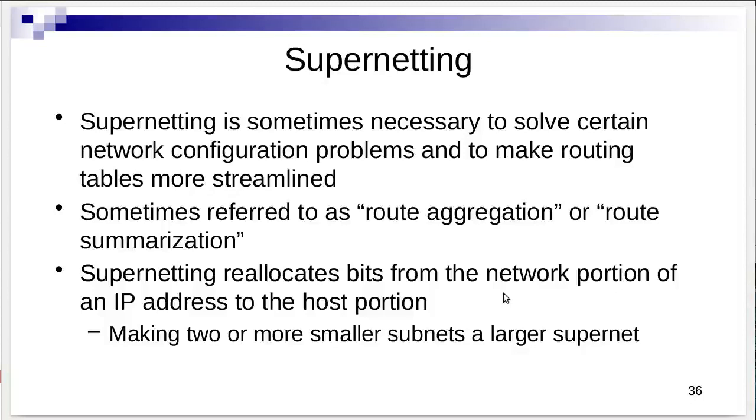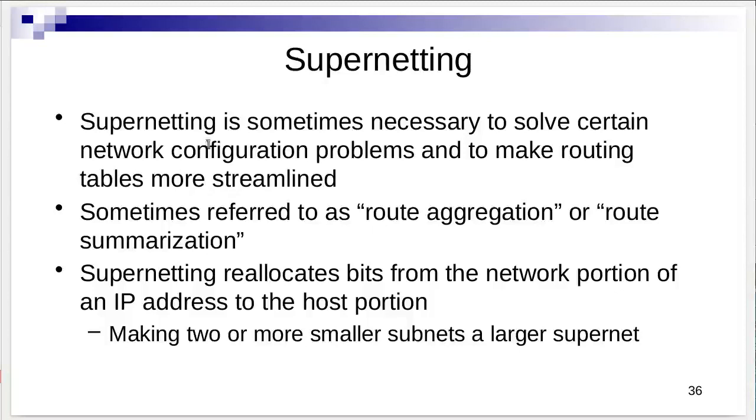Okay, so that's a quick look at subnetting. Let's also take a very brief look at supernetting, which is something that we won't really do a whole lot of. Supernetting is needed usually at the routing level. It's sometimes necessary to solve certain network configuration problems, just to make our routing tables a little bit easier to set up and easier to follow. This is also referred to as route aggregation or route summarization. We're taking a bunch of smaller subnets and combining them into a larger supernet.